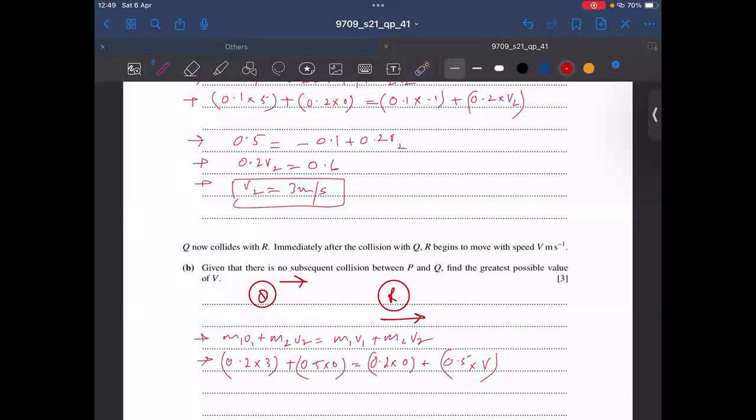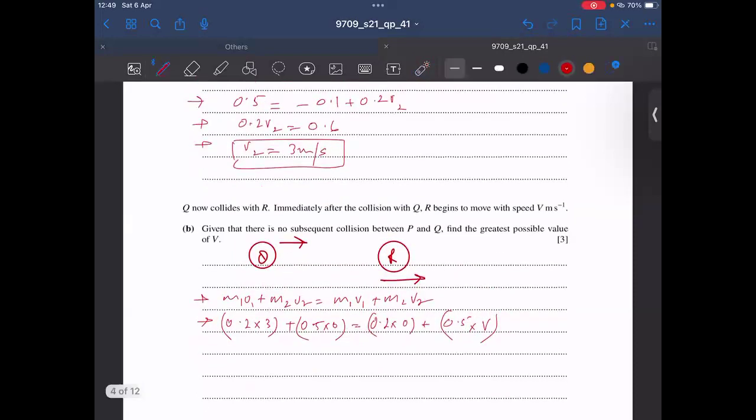Then R would attain the greatest possible value of V. And so it's going to be 0.6 equals 0.5 V, and V is equal to 1.2 meters per second.